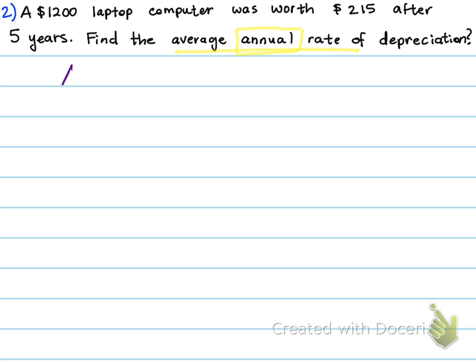So we know we're dealing with A of t because it didn't say continuously. The principal rate, we have 1 plus R over N to the NT. Then we're going to write what we have. We have A of t. We have the depreciation value at $215.